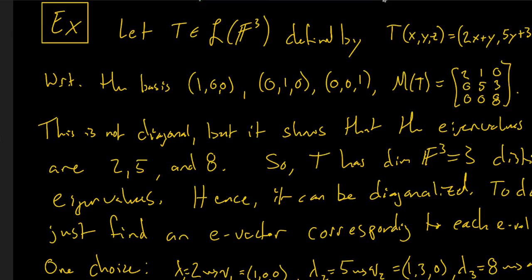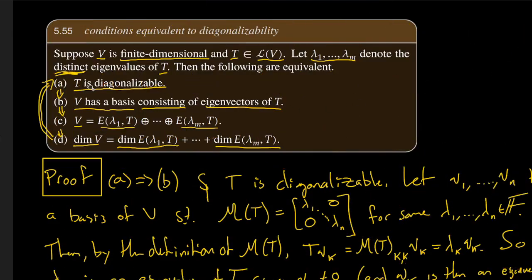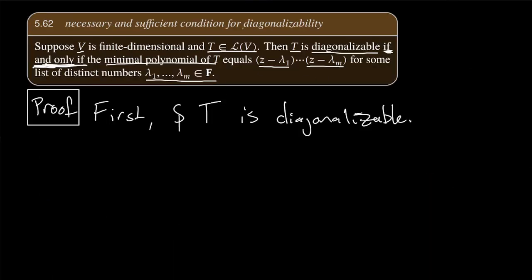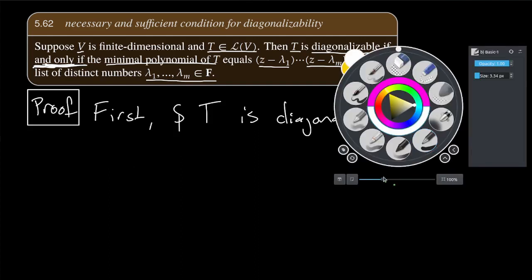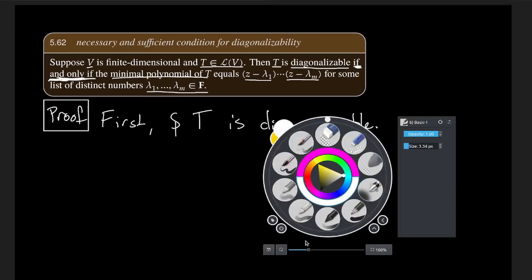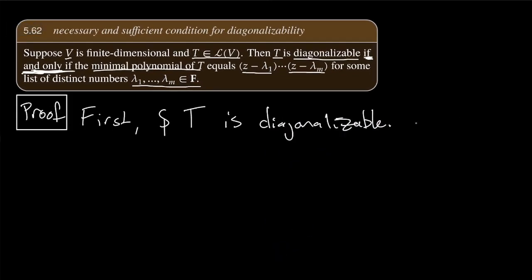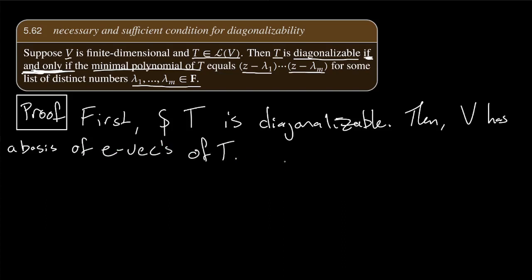Okay, then, really quick, returning back to what we proved last time, if T is diagonalizable, then V has a basis consisting of eigenvectors of T. We proved that. So let's say that. Okay, so let's suppose T is diagonalizable. Let me get this to a proper level of zoom. Then V has a basis of eigenvectors of T. Okay. Let v1 through vn be such a basis.